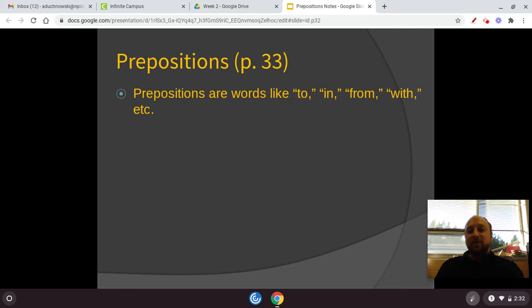About, above, across, after, around, against, at, before, behind, below, beside, by, down, during, for, from, in, inside, near, of, off, on, out, outside, over, through, to, under, up, with, without.